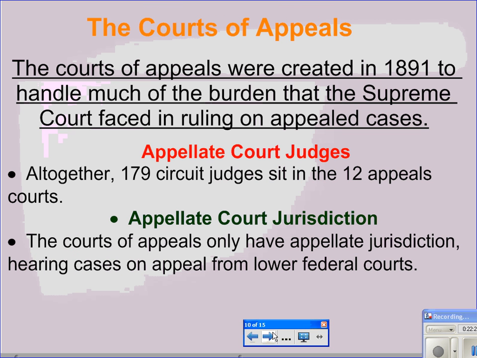Criminal, anything criminal. Civil, anything non-criminal. The Court of Appeals was created in 1891 because everything was going straight to the Supreme Court, and the Supreme Court couldn't handle it. So we created a Court of Appeals. There's 12 courts around the country. The map that I have on the next slide just shows 11. I'll show you where the 12th one is. There's 179 circuit judges, and they only have appellate jurisdiction, hearing cases that have already been heard once or twice, or however many times the person is appealing.